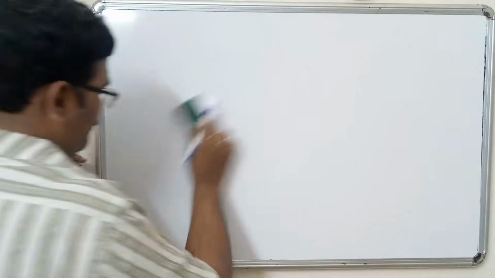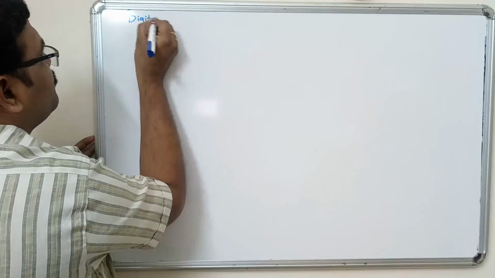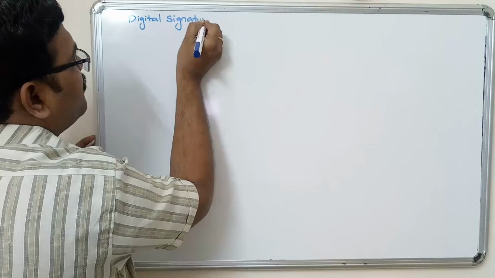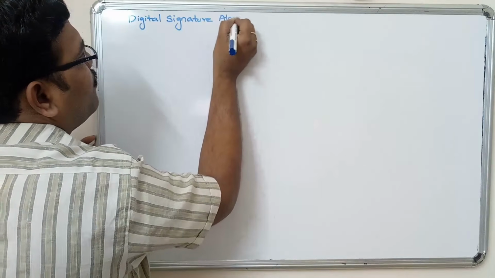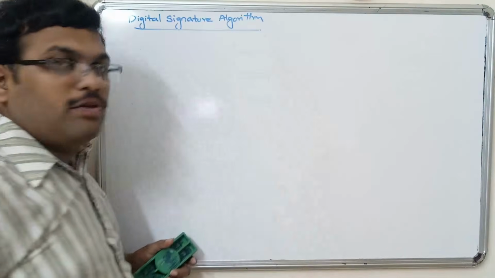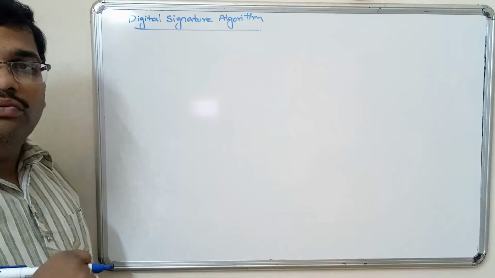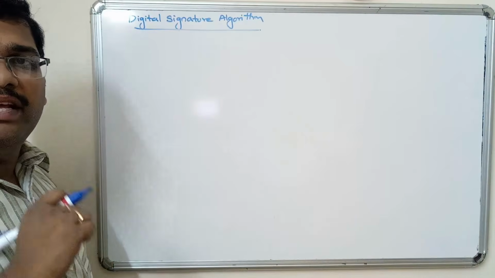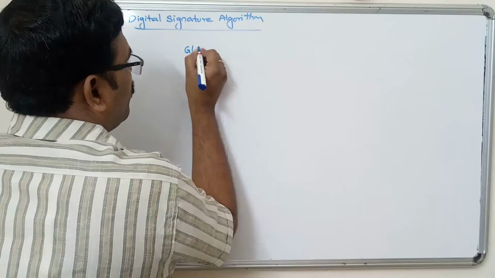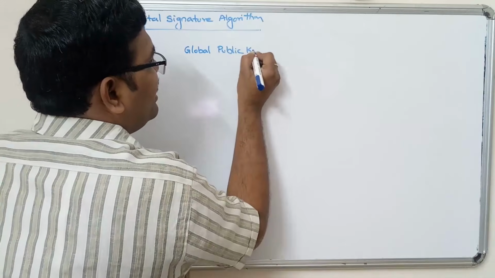See, now this is the digital signature standard, or digital signature algorithm. So for this digital signature algorithm, first we have to get the global public key components.